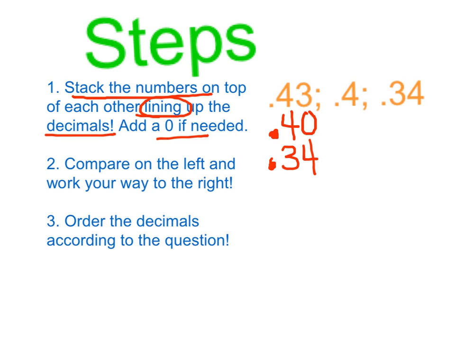So now I'm going to go to step 2, and it says compare on the left and work your way to the right. So I'm starting on the left, the highest place value, just like I did in whole numbers. The highest place value is on the left. Well, I have 4, 4, so I can't compare those because they're equal, and then I have a 3. Say this question was least to greatest, so 3 is smaller than 4.